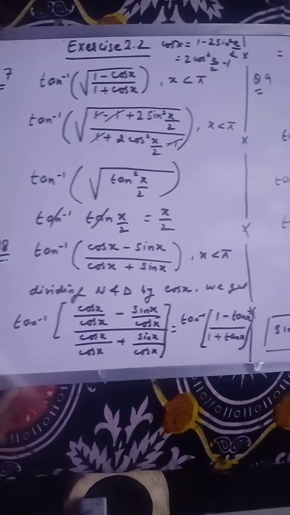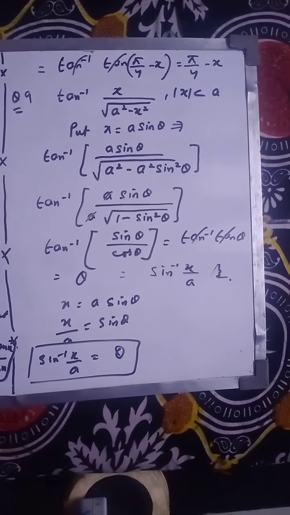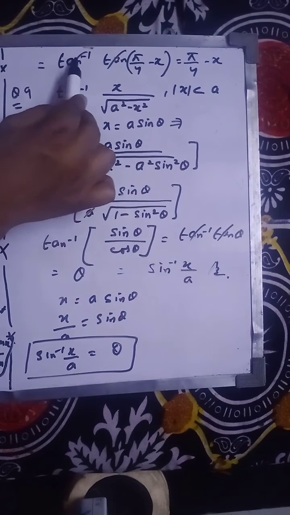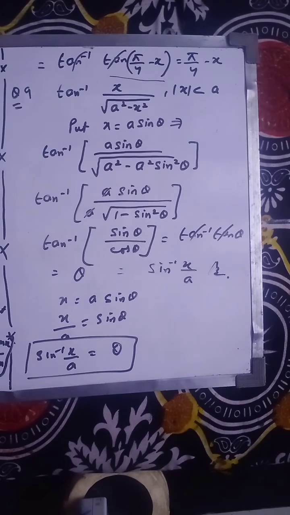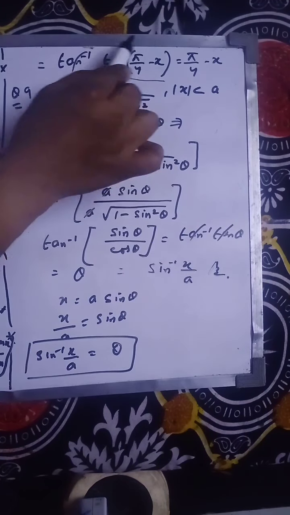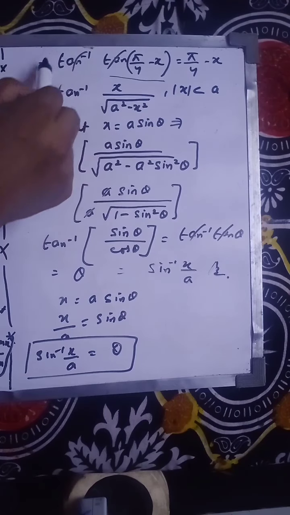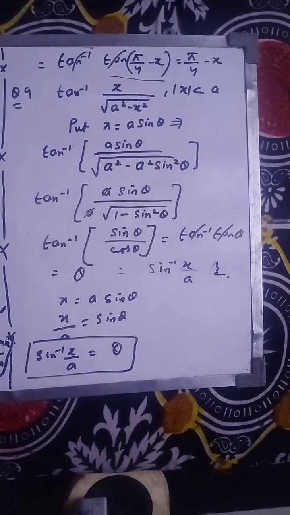See how we can solve this part. Let me adjust the other side. Yes, here it is. So tan inverse will remain the same, and in place of this you write the formula tan pi by 4 minus x, because when you open this, you will get the same term, 1 minus tan x over 1 plus tan x. This tan and tan will cancel out, leaving pi by 4 minus x. So this is the final answer. This is the simplest form of question number 8.